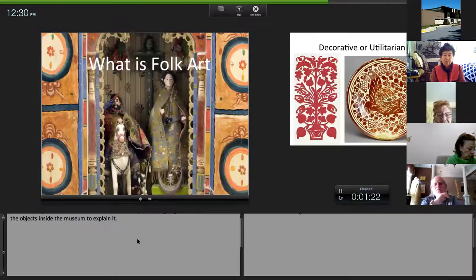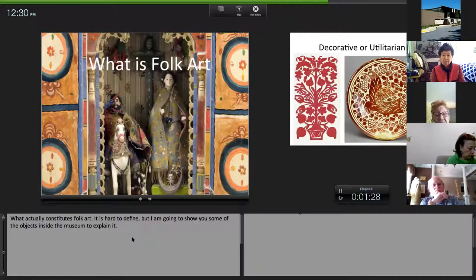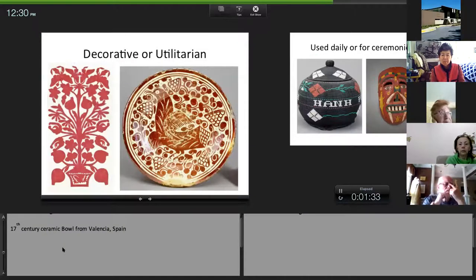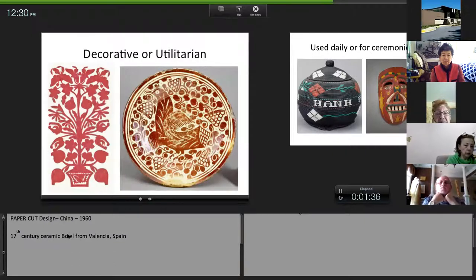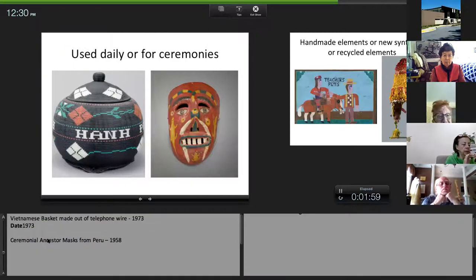All right, so I think we should talk a little bit about what folk art is. It's never completely clear, but I'm gonna show you objects in the museum and try to explain it. Well, folk art can be decorative or it can be utilitarian. And this paper cut design is from China, and this plate on the right is actually from Spain, so decorative or utilitarian. Folk art can be used for our daily lives or for ceremonies. And on the left, we have a basket, which is a Vietnamese basket made from telephone wire. And on the right, we have a ceremonial mask from Peru.